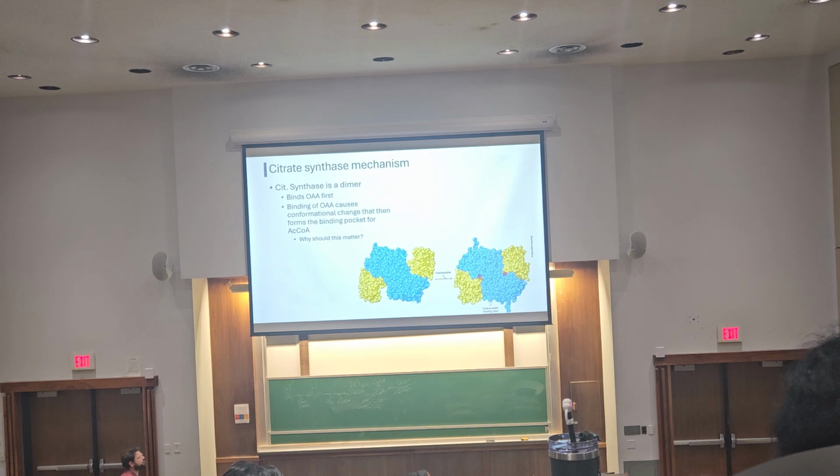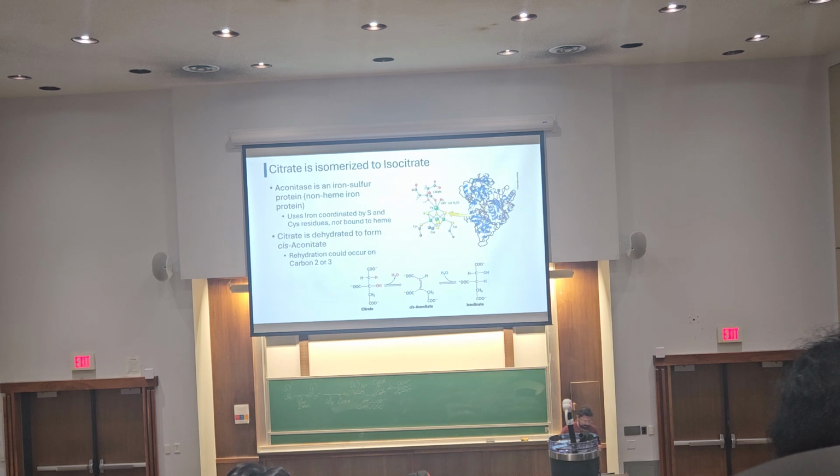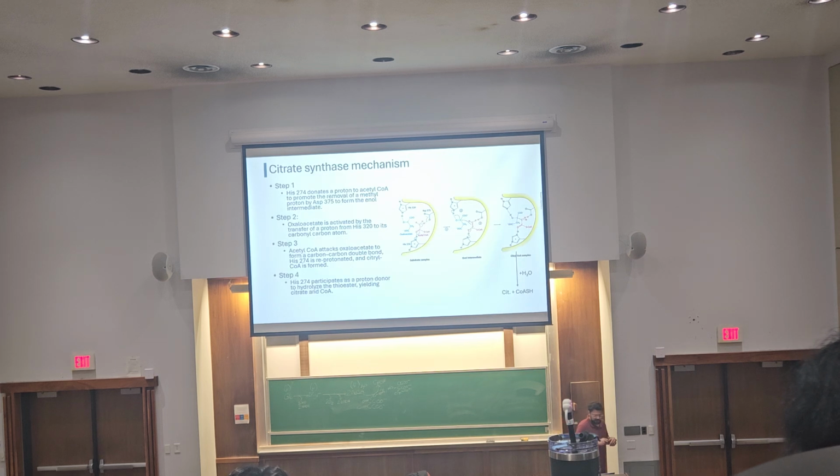So we have to bind oxaloacetate first, right? And then form the binding site for acetyl coenzyme A. This means that every time an acetyl coenzyme A binds a citrate synthase, there's already an oxaloacetate in place to go through the proper mechanism, as opposed to allowing water to enter the active site and catalyze the hydrolysis of acetyl coenzyme A, resulting in wasteful byproducts of acetate and coenzyme A. Right? So if we look at the mechanism for citrate synthase, it happens in 4 steps.